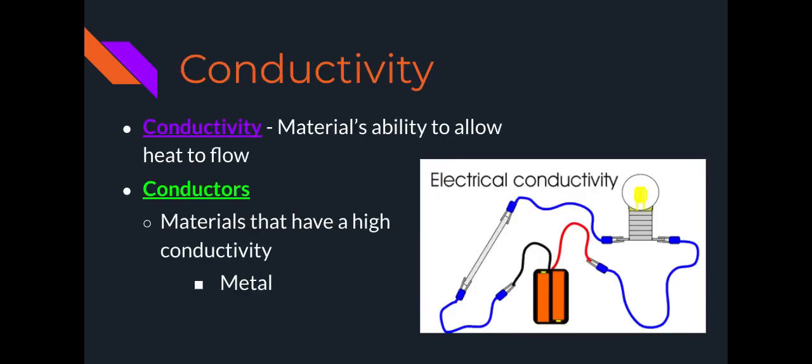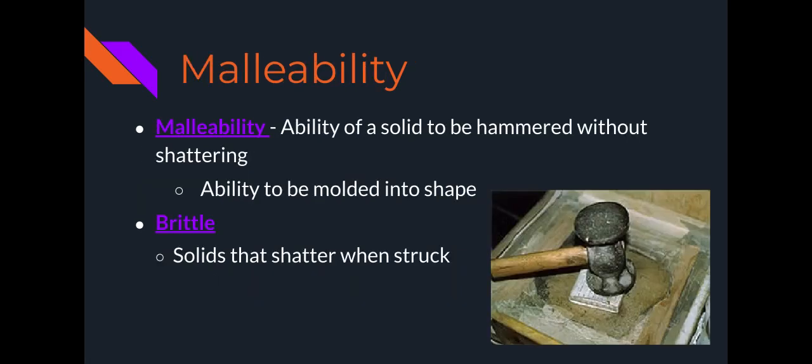Next one is conductivity. Conductivity is the material's ability to allow heat to flow. And metals are going to be good conductors. A conductor is a material that has a high conductivity. So conductors are going to let heat or energy flow through them. And we use these in wiring. Also, if you're cooking, you're always going to cook with a metal pot, and that's because the metal allows the heat to transfer through.